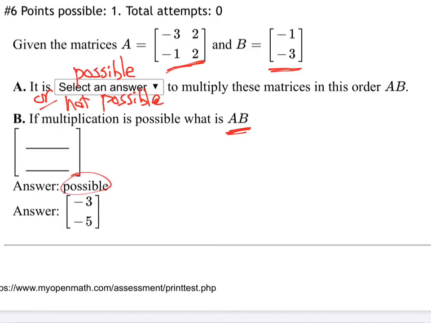You can tell by the answer down here. But why is it possible? They're different sizes. You couldn't add them or subtract them, right? When you add and subtract matrices, they've got to be the same size. But it turns out it's possible to multiply them. Why? Well, let me go to a fresh screen where we get some room here.